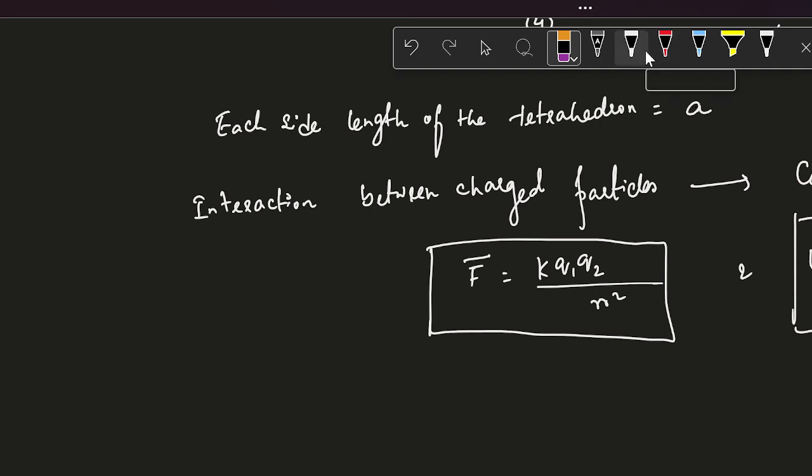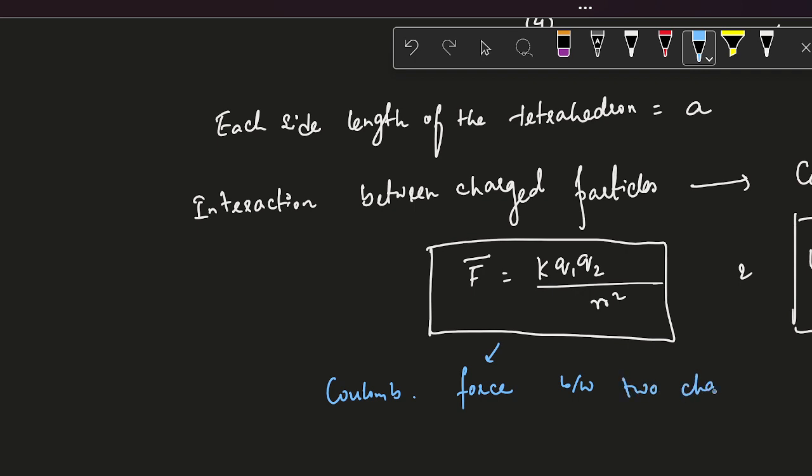Okay, so now here this is your Coulomb force, that is a very common form of the force between charged particles. Coulomb force between two charges which are of charge Q1 and Q2 separated by distance of R. Okay, and similarly this U here is nothing but the interaction potential.